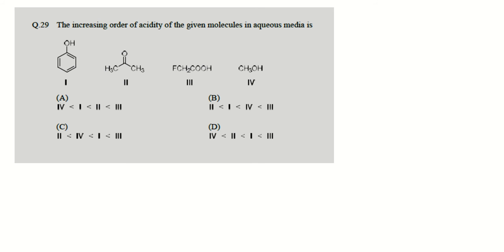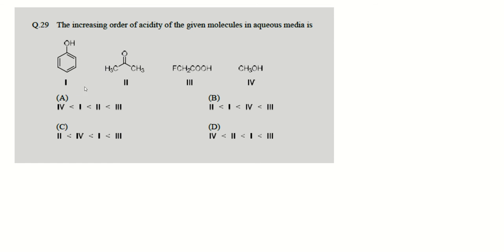Another question, the acidity order. You know the carboxylic acid is more acidic as compared to alcohol, phenol and ketone. So the carboxylic acid is more acidic than the other three, and we should compare these, and ketone is the least acidic compared to alcohol, you know. So the most acidic will be the third one, and the least acidic will be ketone.